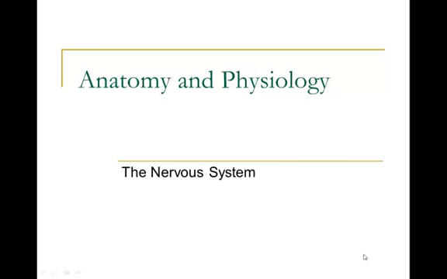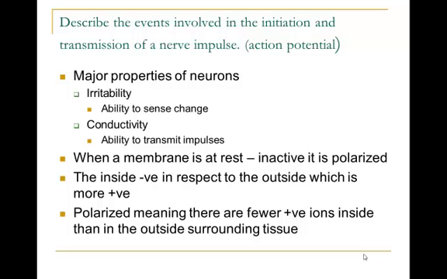Okay, this is going to be a fairly long clip, and this is probably the most complex piece then of this unit. So what we need to remember is that neurons have two properties that allow us to conduct impulses. One of them is the ability to be irritable, or to sense change. That's the receptor part. And the other one is conductivity, taking that information and moving it somewhere. That's the conductivity part.